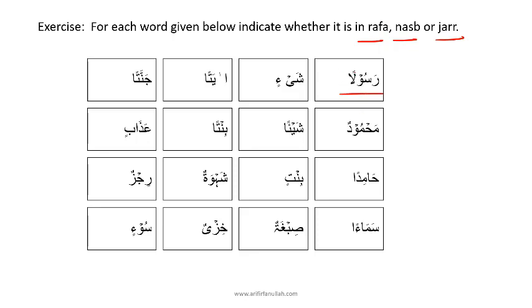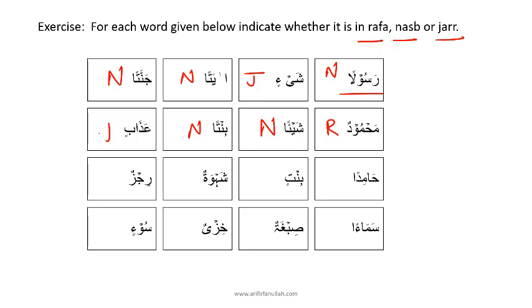So Rasulan, this is a double fatha, so this is nasab. Shay'in, this would be in jar. Ayatan, this is nasab. Jannatan, this is nasab. Mahmudun, we have double dhamma, so this is in rafa. Shay'an would be nasab. Bintan, again double fatha, so this is nasab.